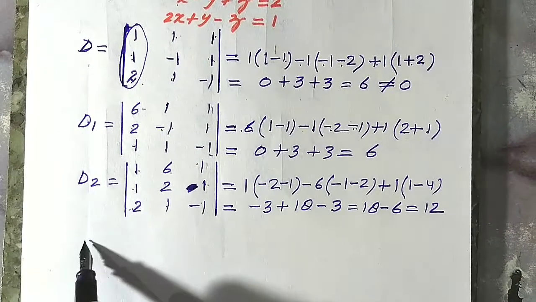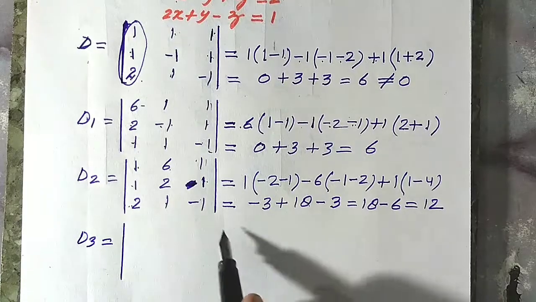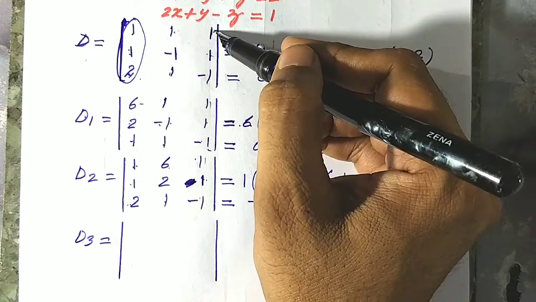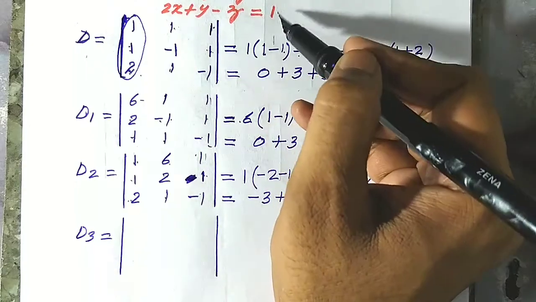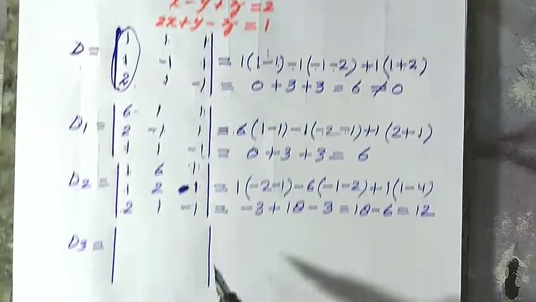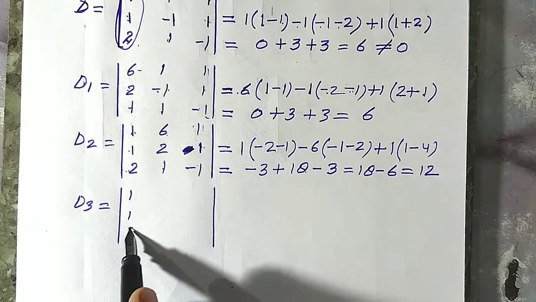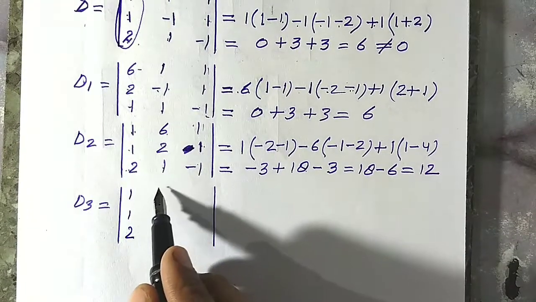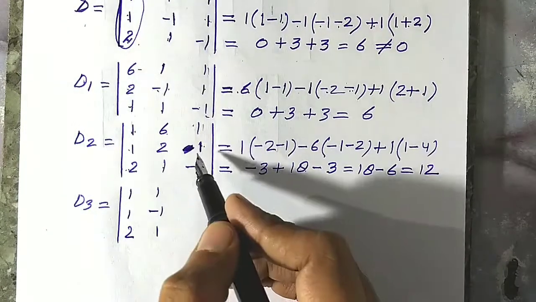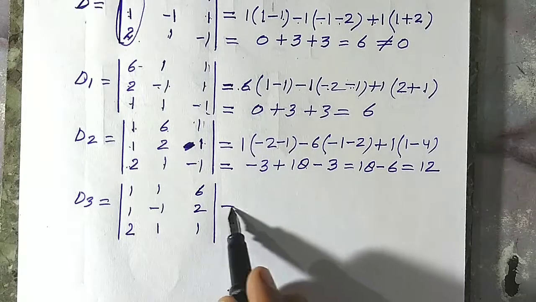Now next we have to form D3, the third determinant, which is formed by replacing the third column of D by these constant terms in these equations. So the first column, that is 1 1 2, as it is, the second column 1 minus 1 1 as it is, and the third column is replaced by the constant terms, that is 6 2 1. And now just evaluate this.